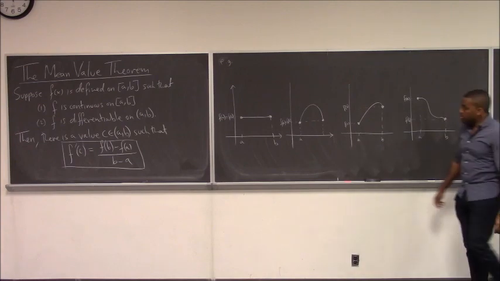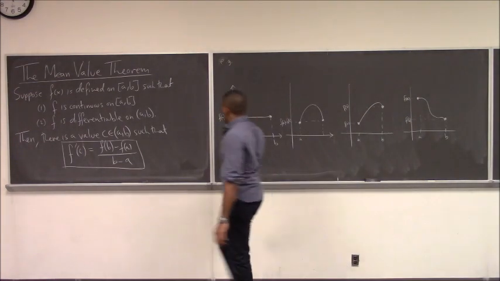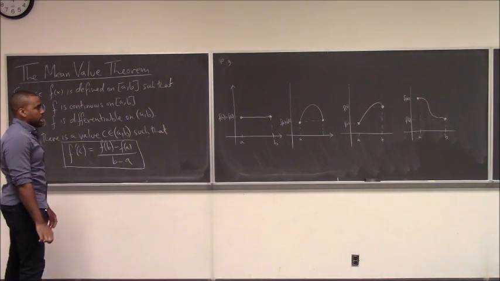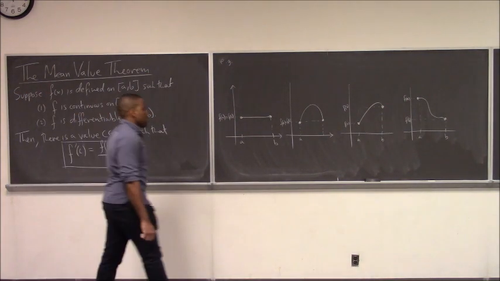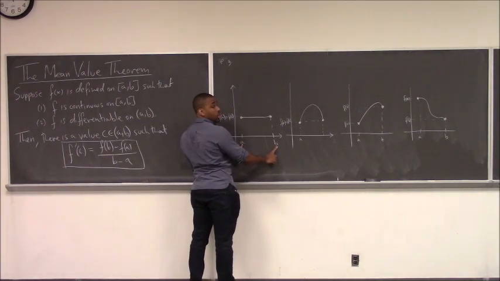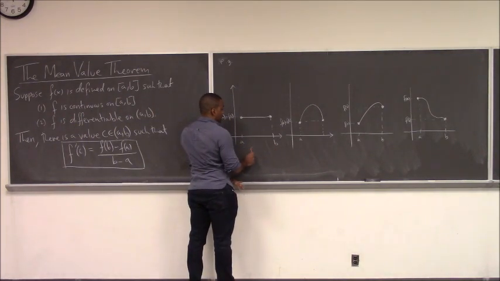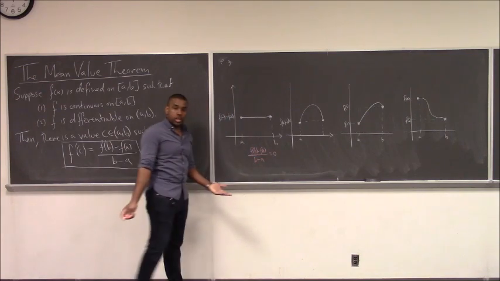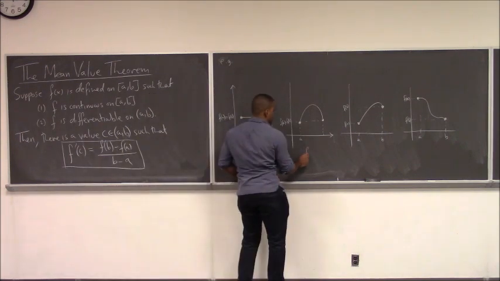So the mean value theorem asserts that at some point inside the interval, the instantaneous rate of change is equal to the average rate of change. Notice that in both of these cases, your f of b minus f of a over b minus a will be 0 because f of b and f of a are the same. Right? Same thing here.